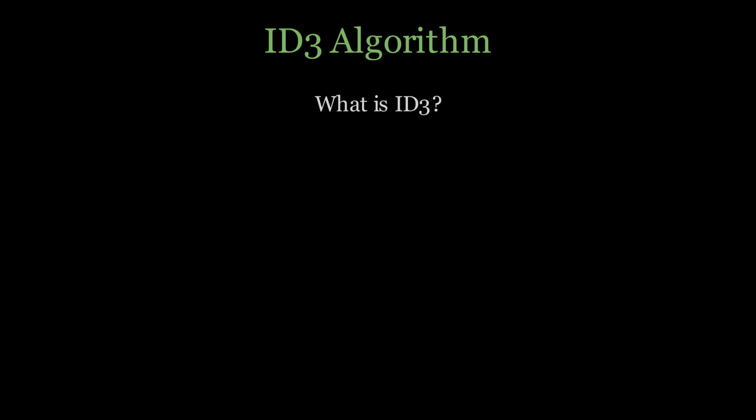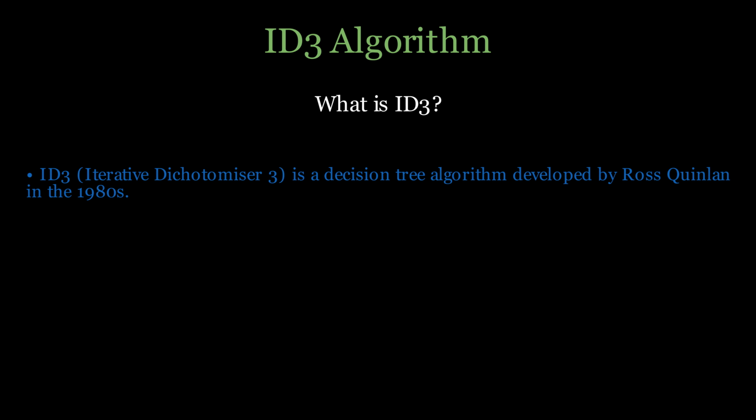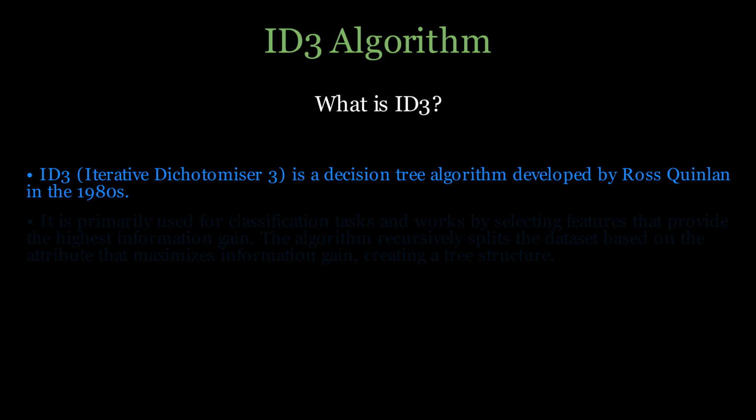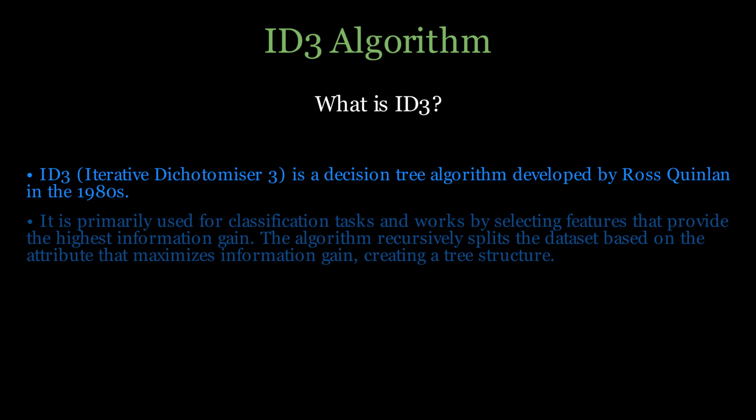What is ID3? ID3, Iterative Dichotomizer 3, is a decision tree algorithm developed by Ross Quinlan in the 1980s. It is primarily used for classification tasks and works by selecting features that provide the highest information gain. The algorithm recursively splits the dataset based on the attribute that maximizes information gain, creating a tree structure.